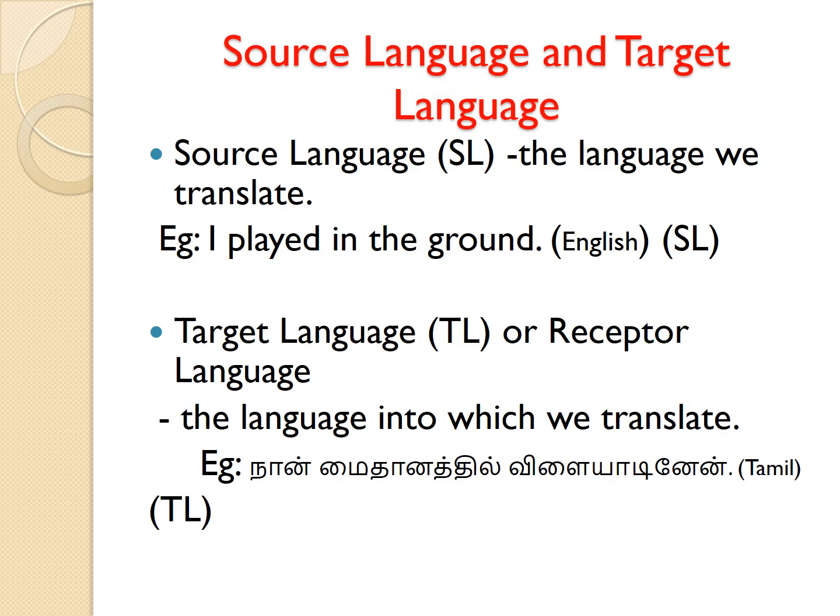Next, we have to know what the source language and the target language are. Source language is nothing but the language we translate. For example, here we have this: I played in the ground. It is in English, so this English language is called the source language. When we translate this source language, English, into Tamil, that Tamil language will be called the receptor language or target language. So this is the language into which we translate. For this example, I played in the ground, we can translate into Tamil as நான் மைதானத்தில் விளையாடினேன். So this Tamil language is called the target language.